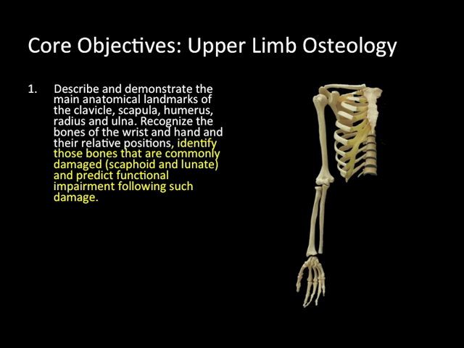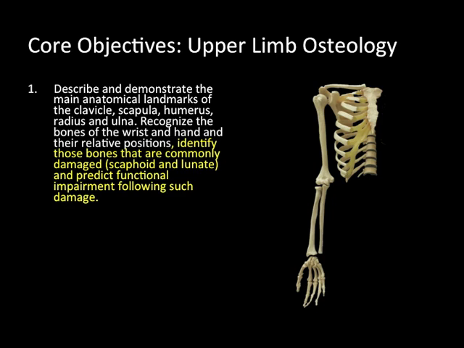Describe and demonstrate the main anatomical landmarks of the clavicle, scapula, humerus, radius, and ulna. Recognize the bones of the wrist and hand and their relative positions. Identify those bones that are commonly damaged, for example the scaphoid and lunate, and predict functional impairment following such damage.